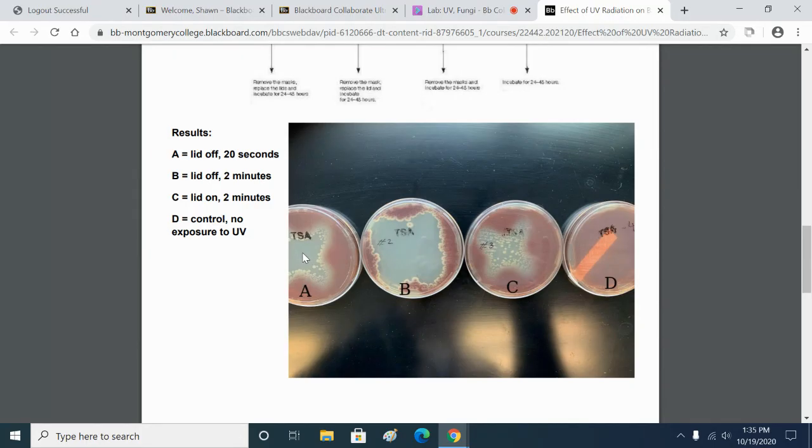So any questions on our plates? Professor, on plate C, did you say the gene that produces pigments is not mutated? They are mutated. Okay, thank you. And then plate D was our control. It's covered with red Serratia because it was just exposed to the overhead lights in the classroom. So there's no UV there.